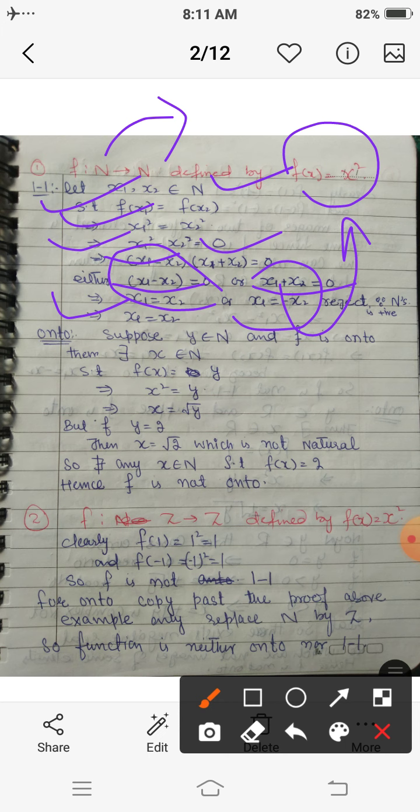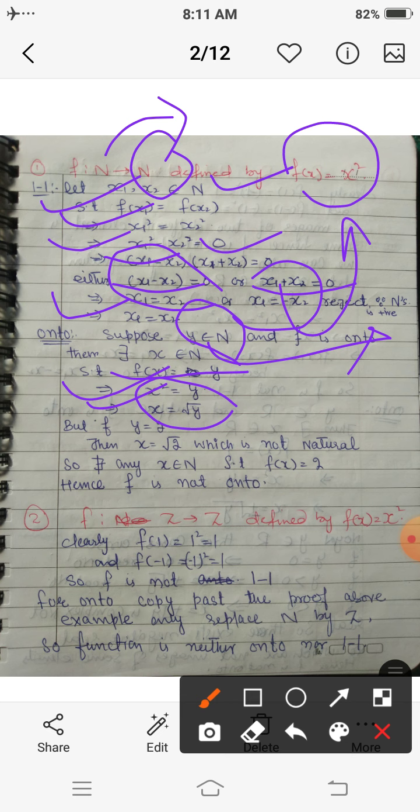Now suppose the function is onto, which implies that for y belonging to the second N, meaning the codomain N, there exists x belonging to the first N such that f of x equals y, which implies that x square equals y, which implies that x equals plus minus root y. Here we again reject minus root y, because x is always positive. So x is of the form root y.